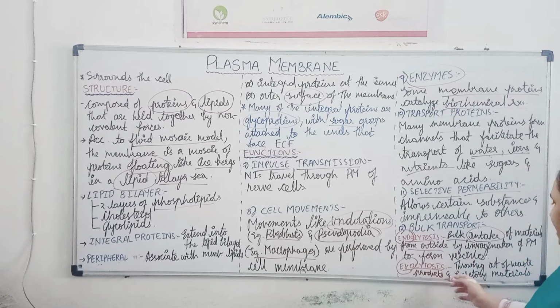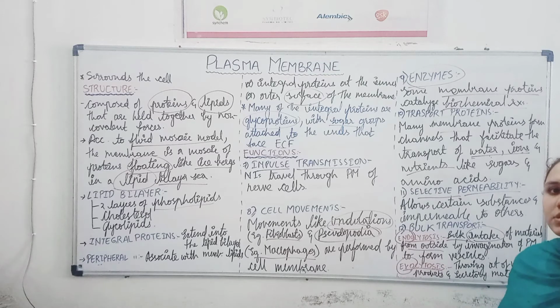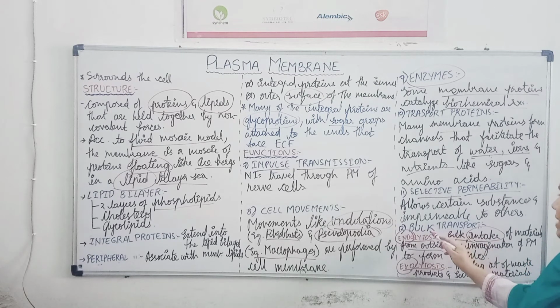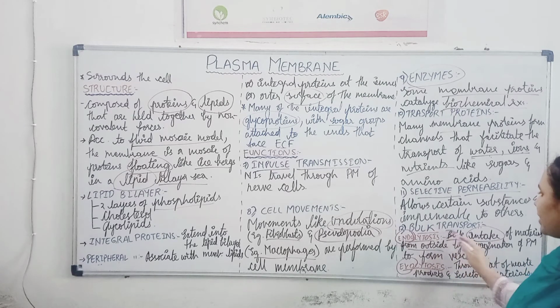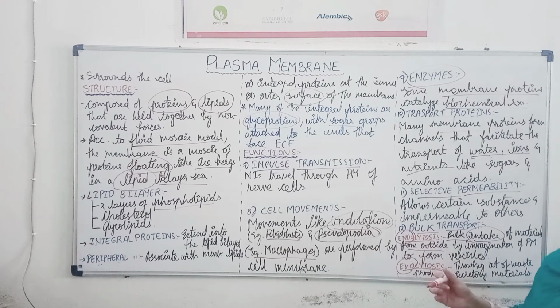Next is exocytosis. What does exocytosis mean? It is the reverse process. So through the reverse process, the waste materials and the secretory materials which are present inside the cells are removed outside the cell. So this transport process is being performed by the plasma membrane. Plasma membrane is involved in bulk transport of materials either inside the cell or outside the cell.